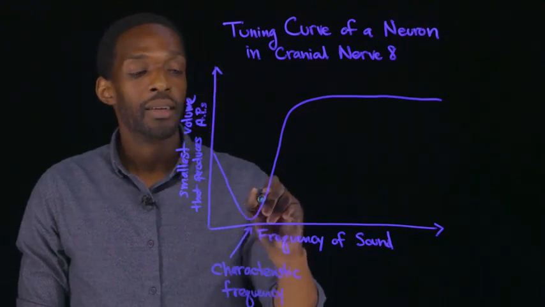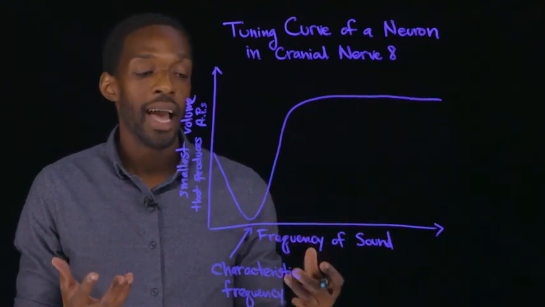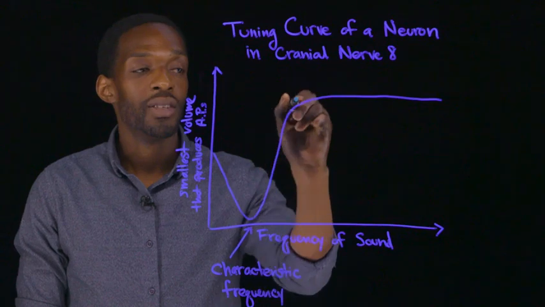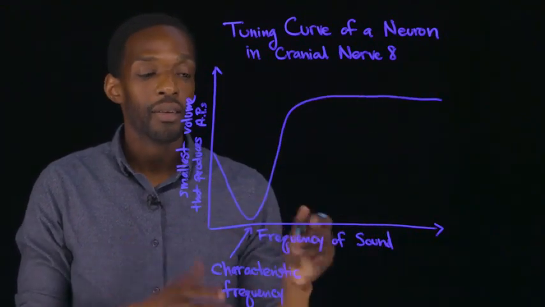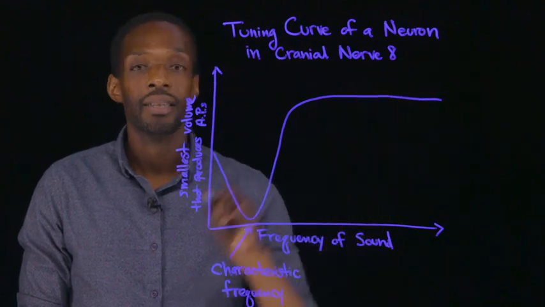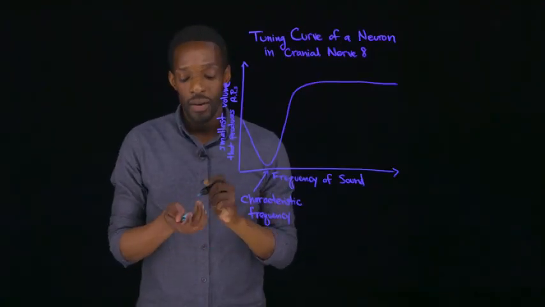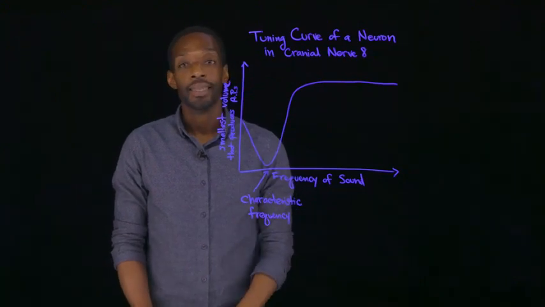What you can see here is that as the frequency of the sound increases, in order to generate action potentials in this particular neuron, the volume would have to drastically increase as well, indicating that this particular neuron is less sensitive to high frequency sounds. So in this case, we would have isolated or identified a neuron that is selective for very low frequency sounds.